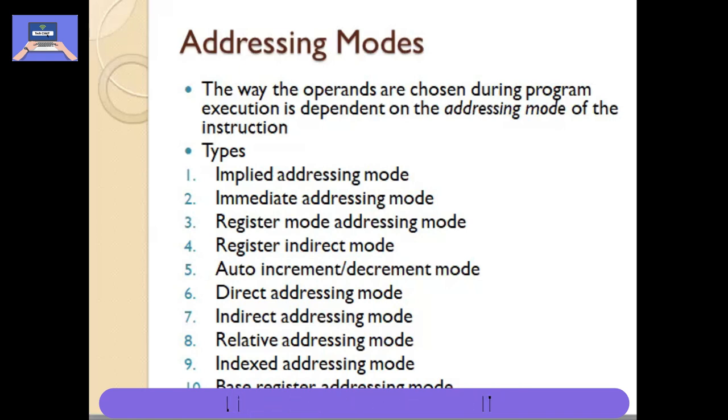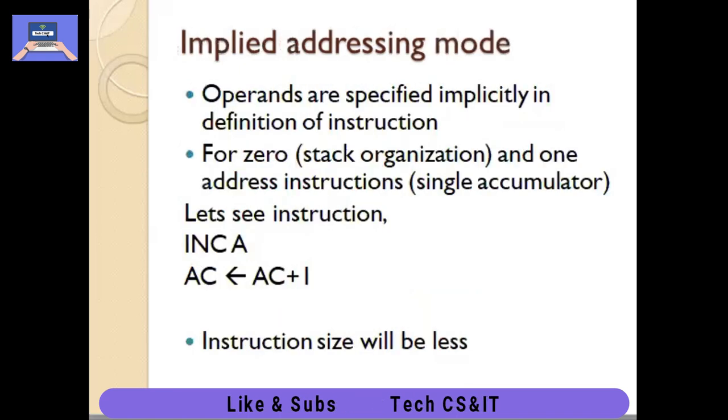Okay, now coming back to the types of addressing modes. The first one is the implied addressing mode. In the implied addressing mode, operands are specified implicitly in the definition of the instruction. So the operands on which the operation has to be performed are implicitly given in the instruction.